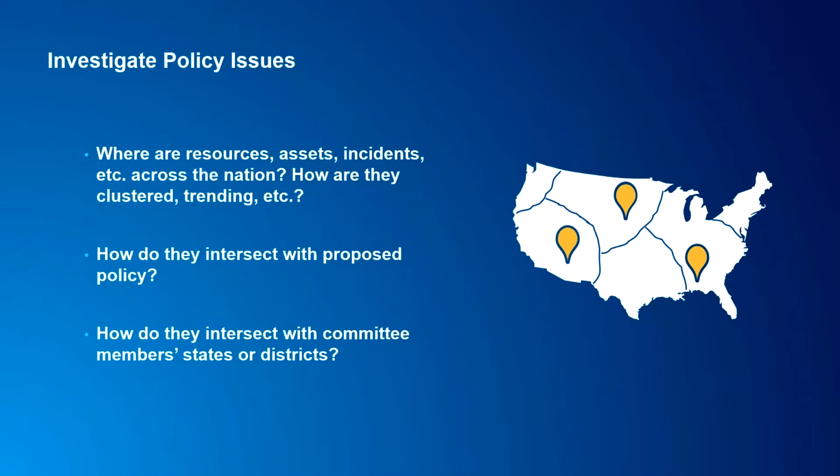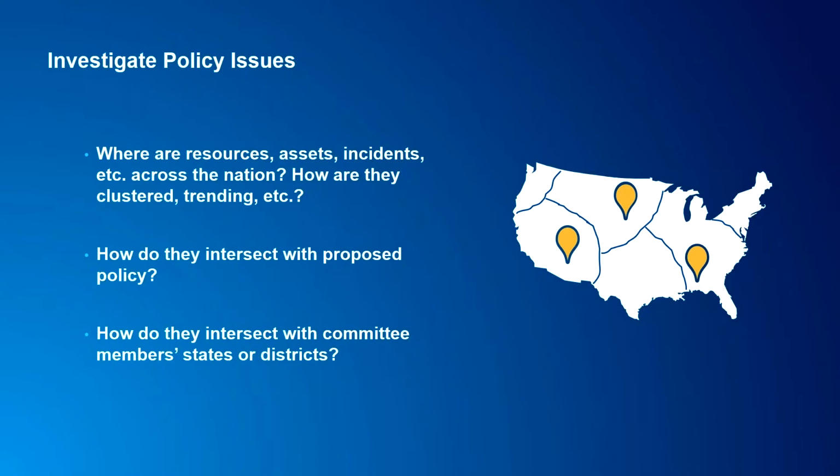In terms of investigating policy issues using GIS, really GIS can be used to map any type of data that has location information. So you can answer questions like where are resources, assets, incidents, or other types of phenomena across the nation. What is their distribution like? How are they clustered? How are they trending, etc. Again, any type of location information can be captured within the GIS.